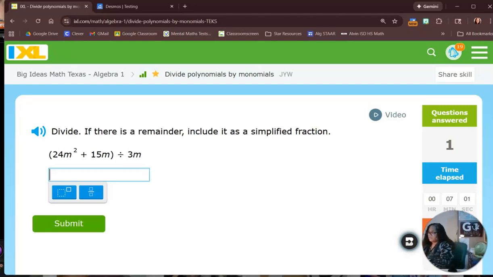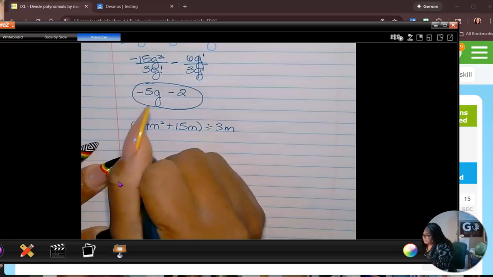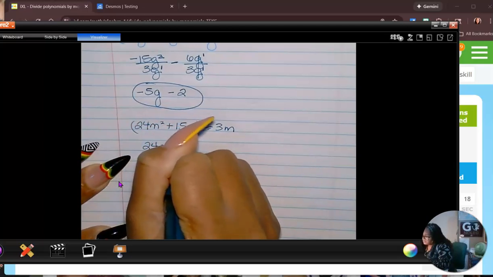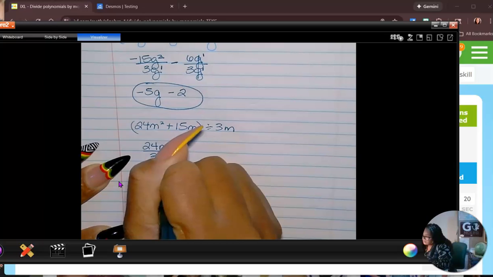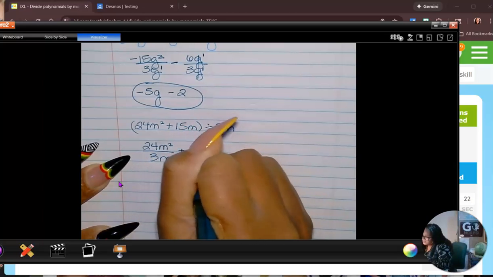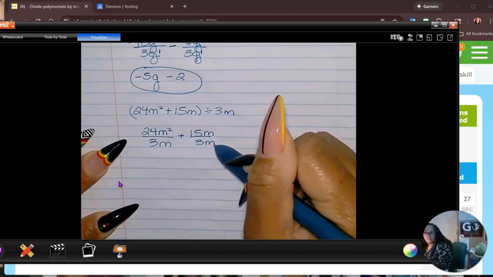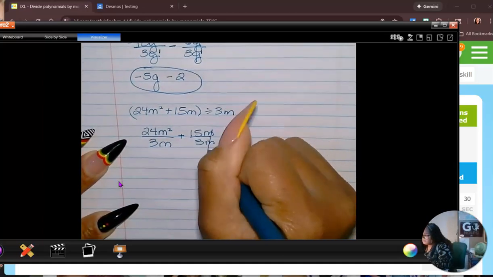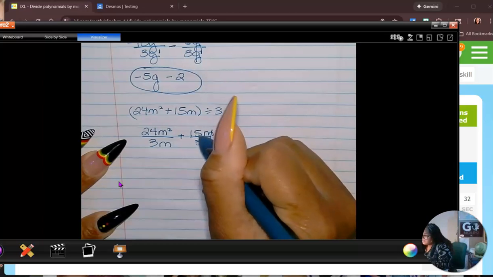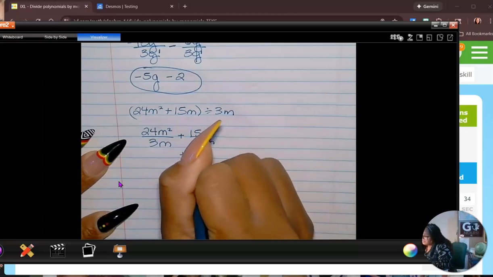All right, 24m squared plus 15m, all divided by 3m. So we're going to make fractions. 24m squared divided by 3m plus 15m divided by 3m. So again, if I have an m over an m and they have the same exponent, they become a 1. And then 1 times 15 divided by 3 is a 5.